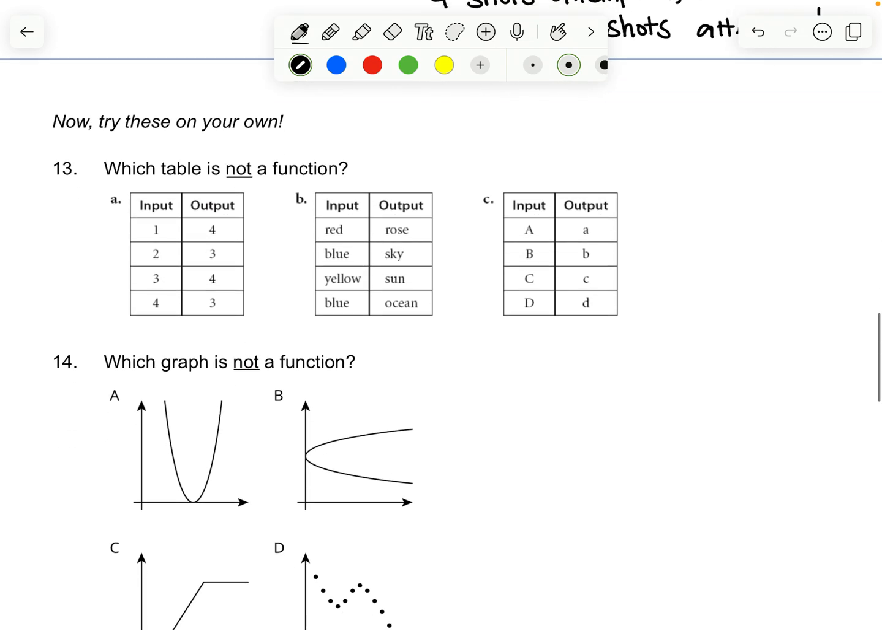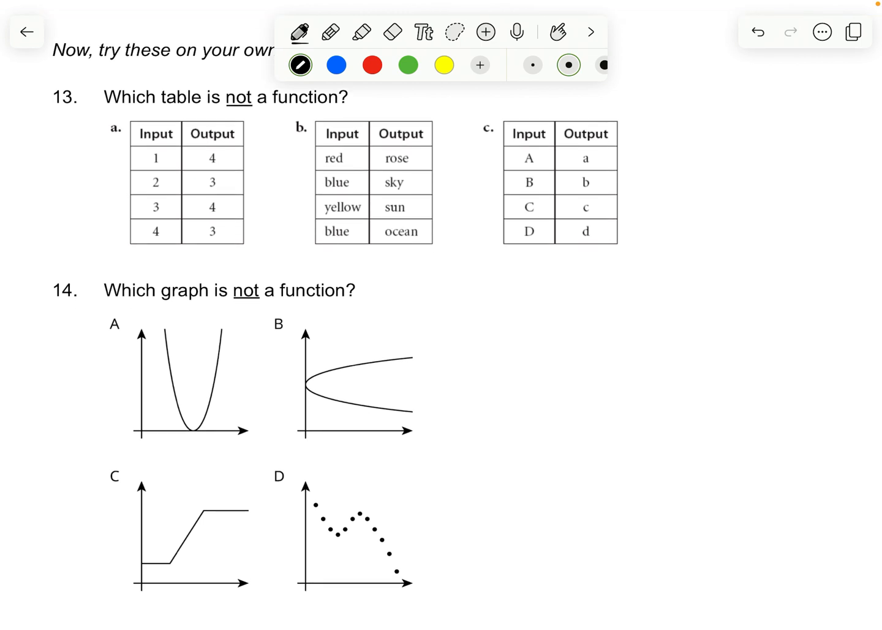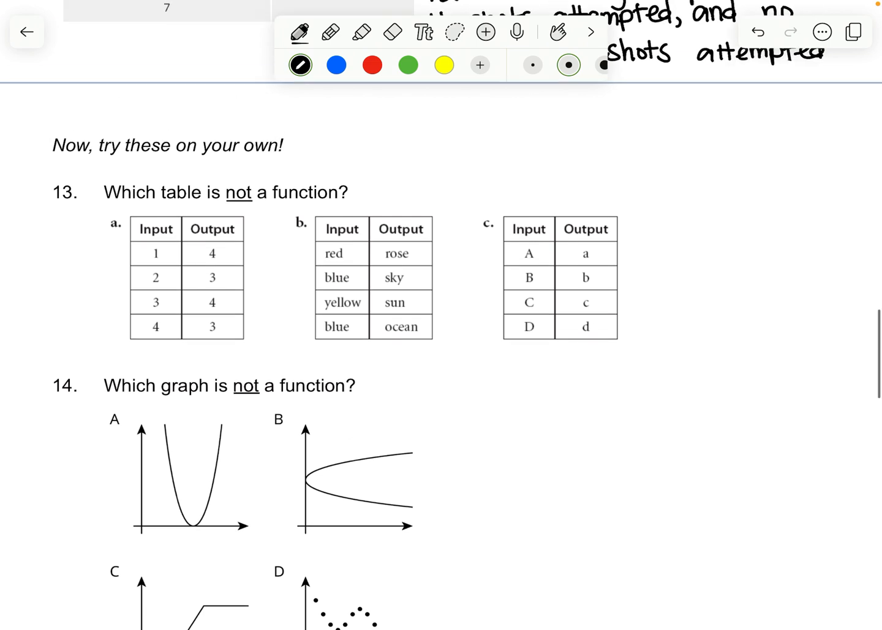Alrighty. So number 13 and number 14, I'm going to wait about 30 seconds and I'm going to let you figure out which one is not a function. So number 13, it says which table is not a function. This is a multiple choice. Only one is not a function.